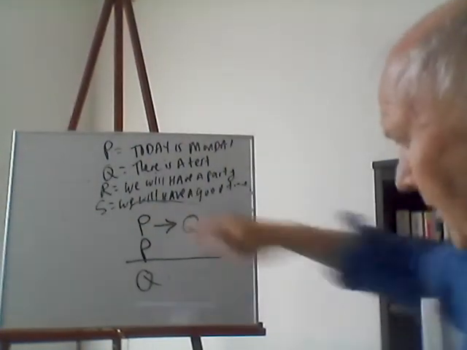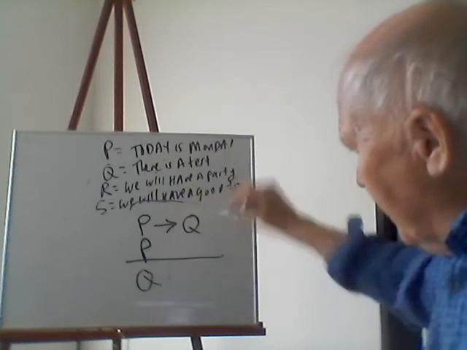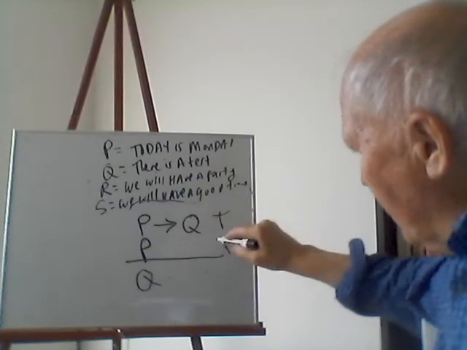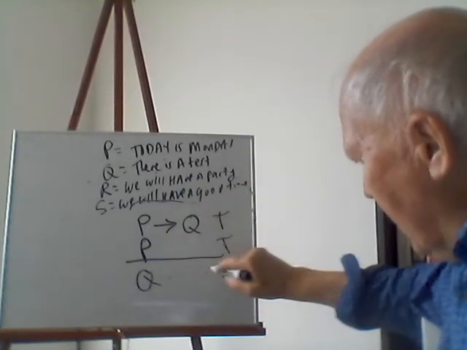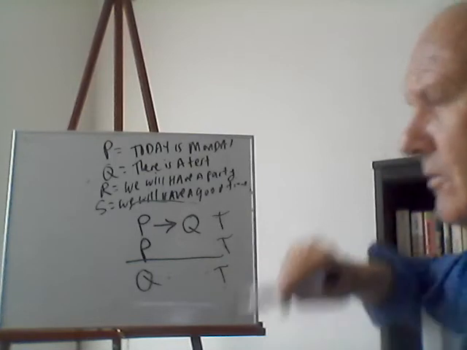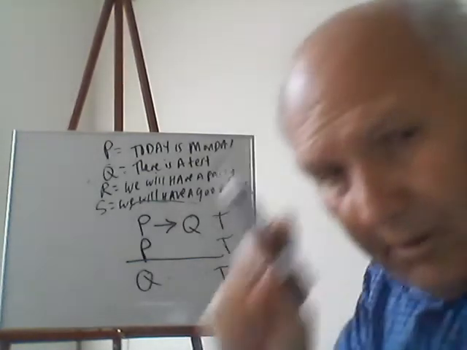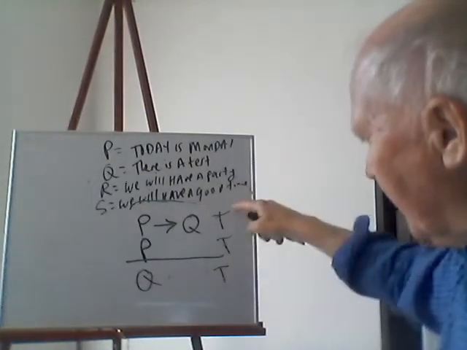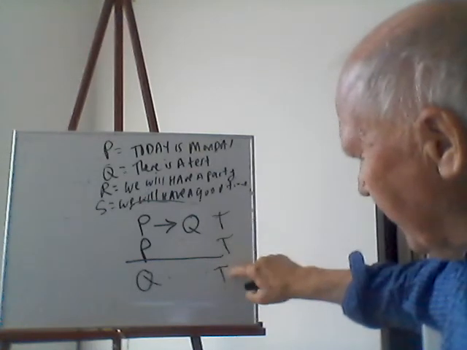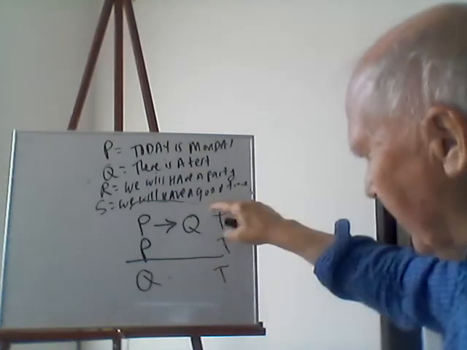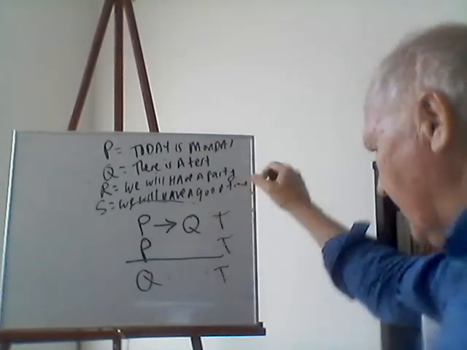It doesn't matter whether these are true or false. It just means that if this is true, and if that's true, this has to be true. And that's what a deductively valid argument means. If the premises are true, the conclusion has to be true. It's impossible for the premises to be true and the conclusion to be false.